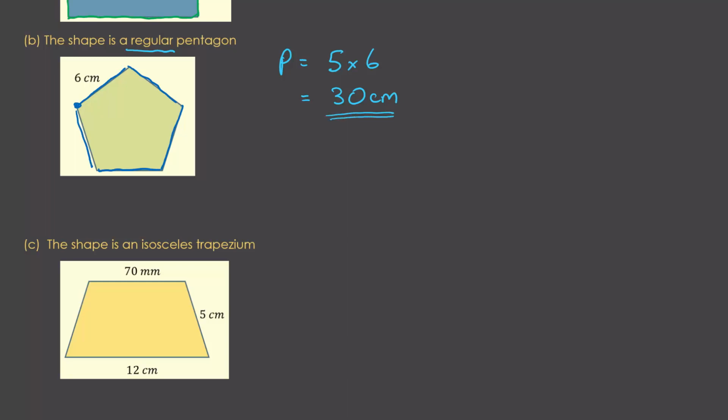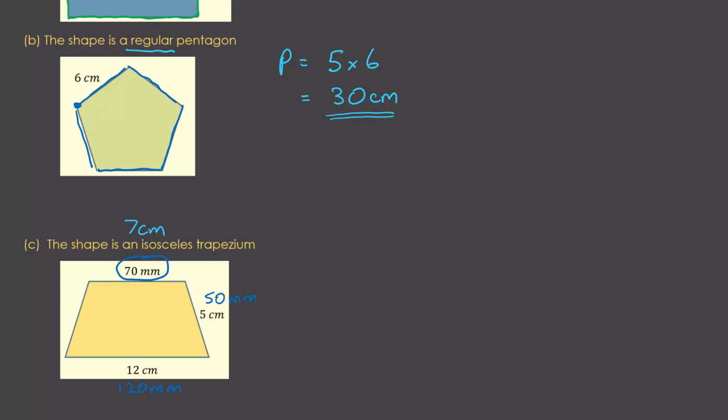Now I've got to be careful with the last example. This is 70 millimetres. Now we know how to convert units of length. 70 millimetres divided by 10 is 7 centimetres. But what I'm going to do is work the perimeter of this one out in both units that were given. So we should also know that 5 centimetres is 50 millimetres and that 12 centimetres is 120 millimetres.